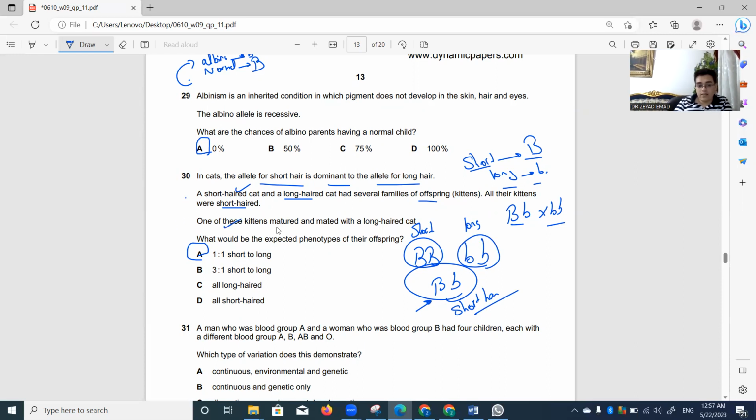One of these kittens, P capital P small, matured and mated with a long-haired cat, P small P small. We all know that hetero with homo-recessive gives us the ratio 1 to 1, and hetero with hetero gives us the ratio 3 to 1. So here the ratio is 1 to 1, short to long.